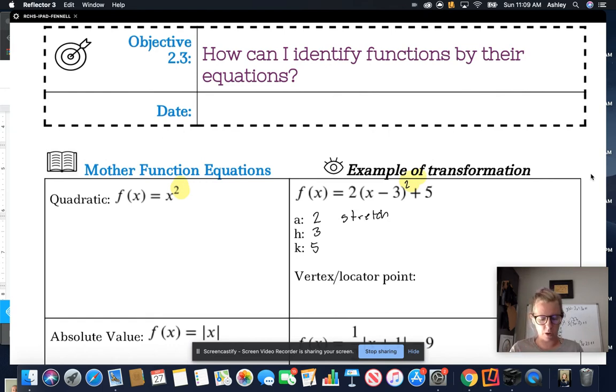Okay, so what is the vertex? The vertex is always h comma k, so the vertex here is going to be 3 comma 5. It is a vertex, not a locator point. So when we graph it, the vertex will be at 3, 5.